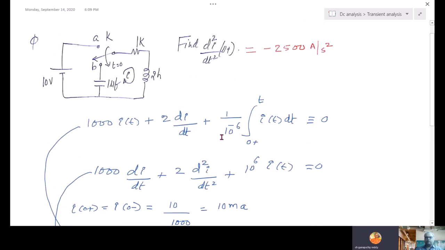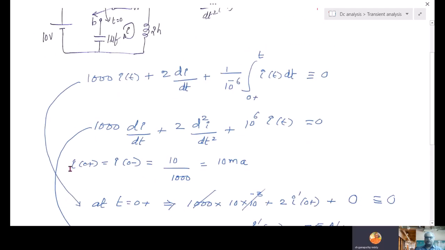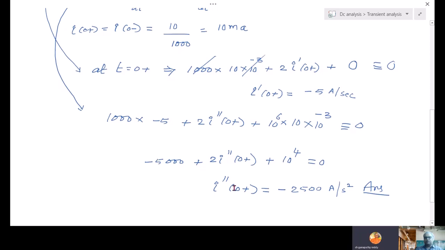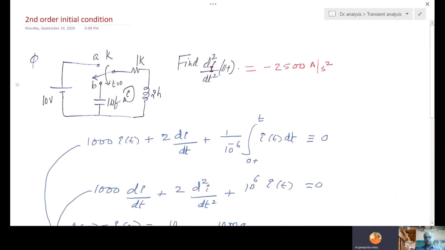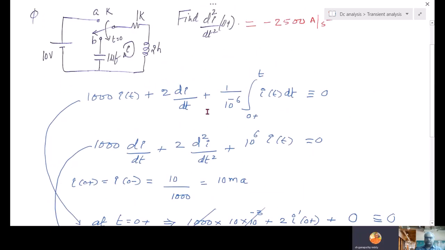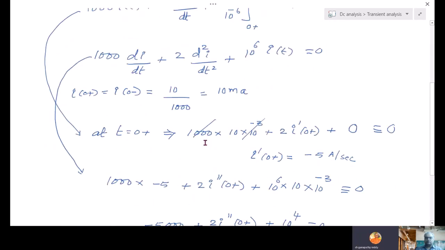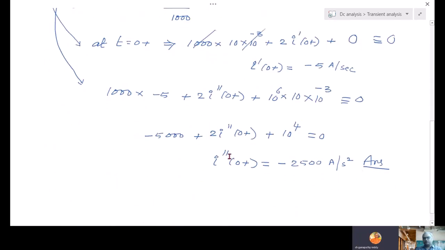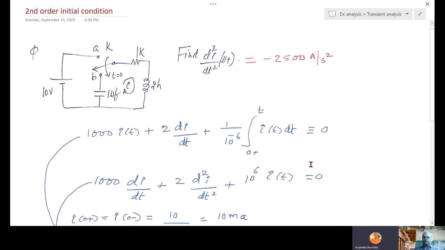So form one time domain equation, differentiate again and again, and solve for this. If they ask d to the power of 3, then this is the basic equation, differentiated here; differentiate again, d cube will come. So reuse previous values and find out I triple prime 0 plus and so on. Like that, any order we can do it.